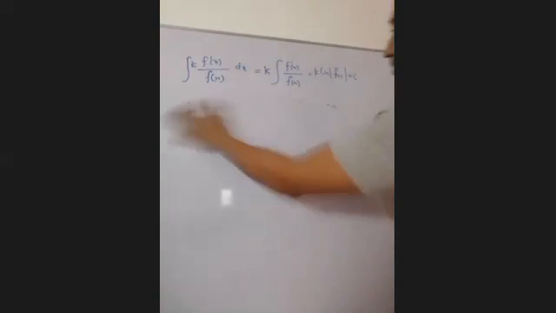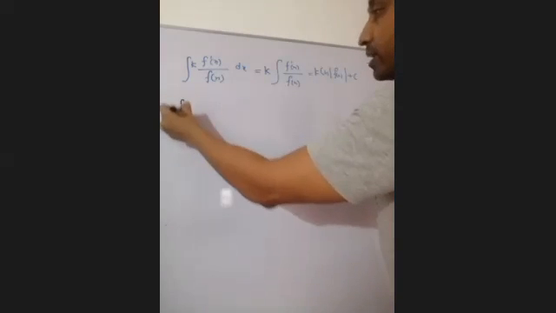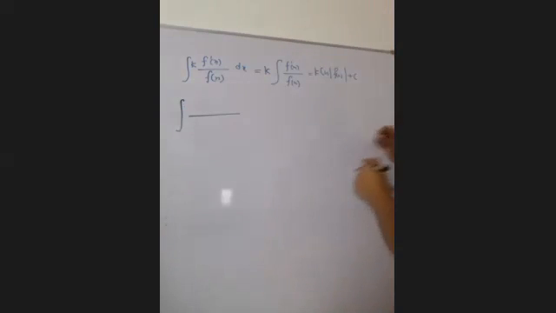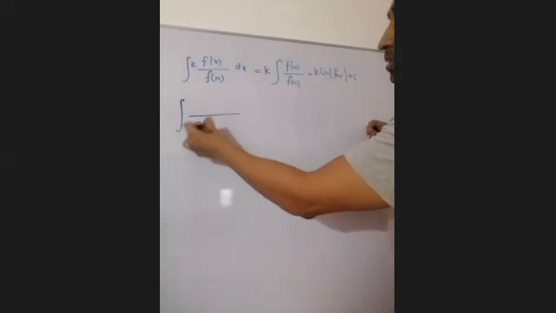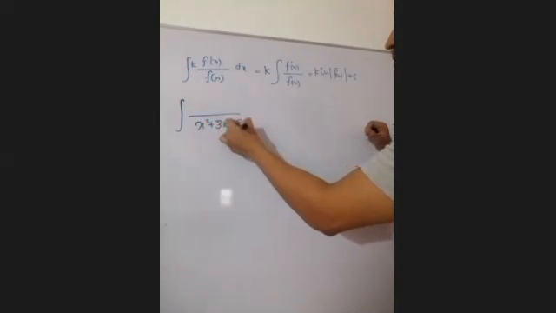Right. So you have this kind of thing. You get another equation, maybe x squared plus 3x plus 7.